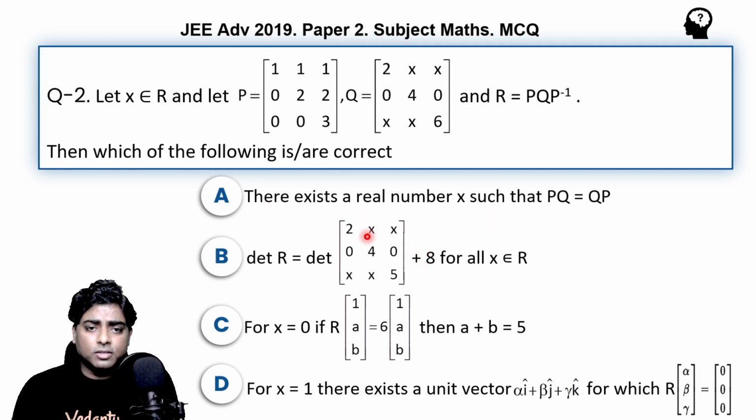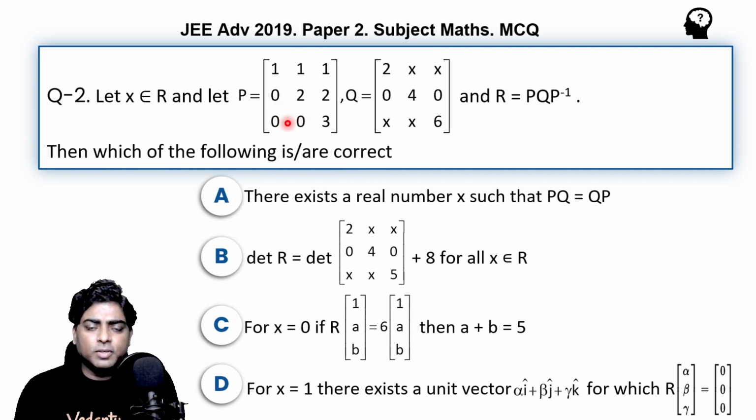We'll look at all the options one by one. Option A: there exists a real number x such that PQ is equal to QP, meaning P and Q are commutative. So we have to check whether it is possible or not. Option B: determinant of R. R was defined as PQP inverse, so determinant of R is determinant P into determinant Q into determinant P inverse. And by property, determinant P inverse is 1 upon determinant P. P is given to be a triangular matrix.